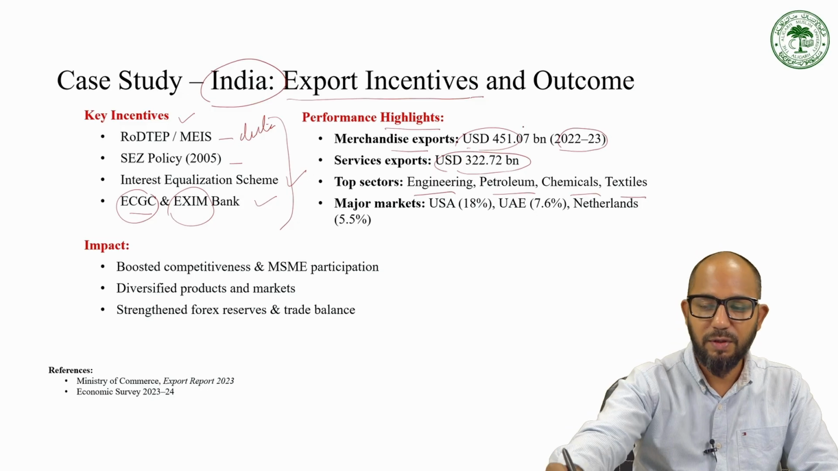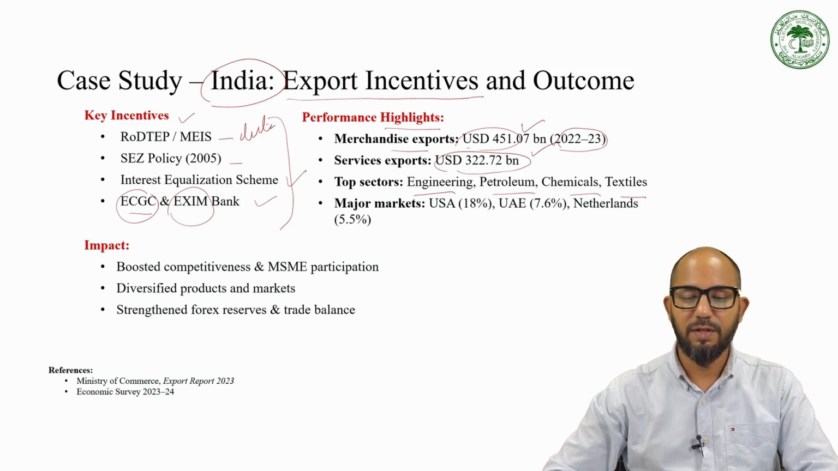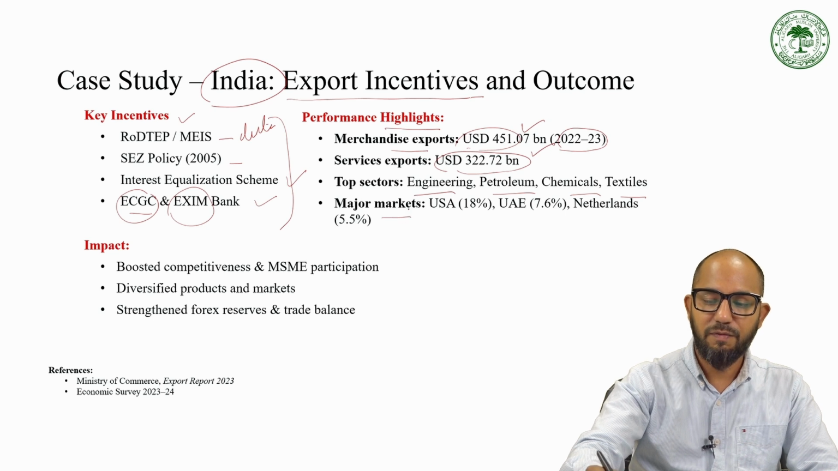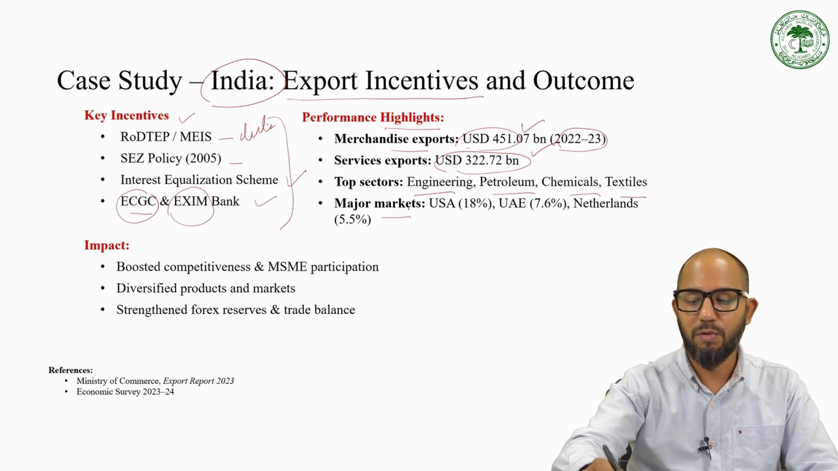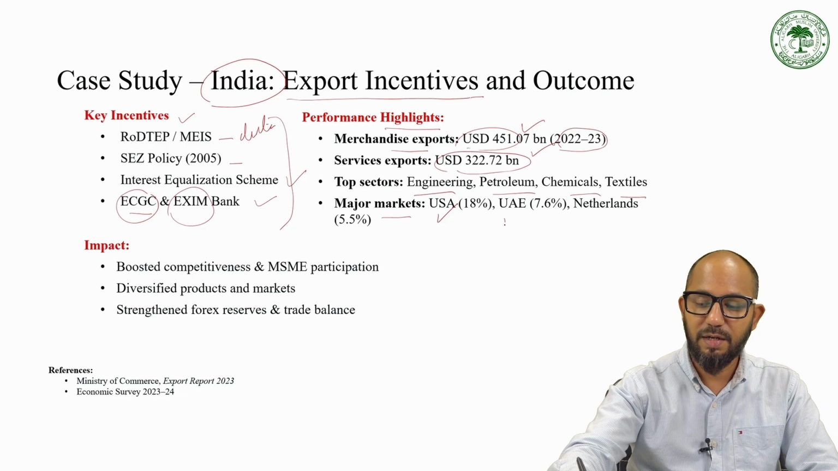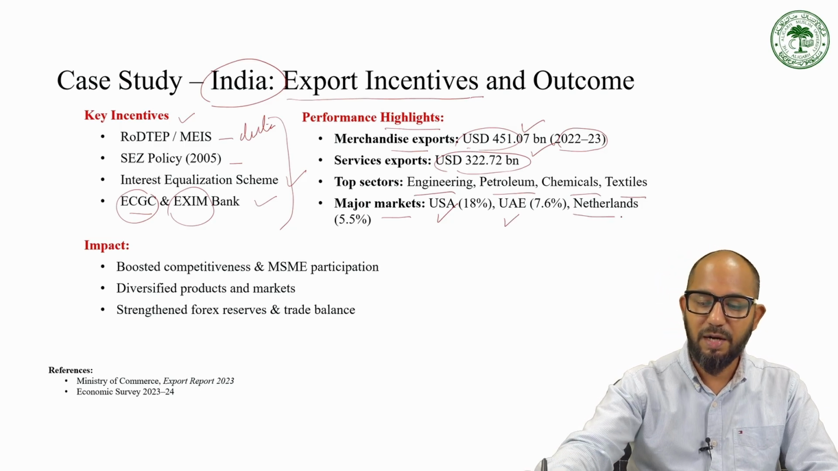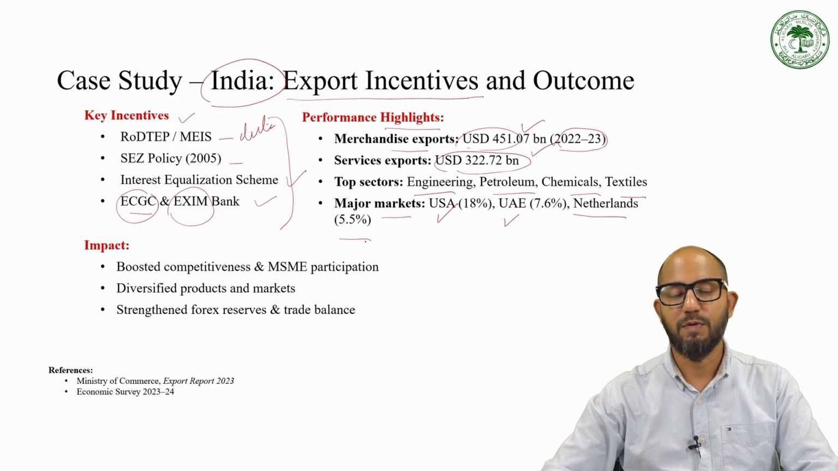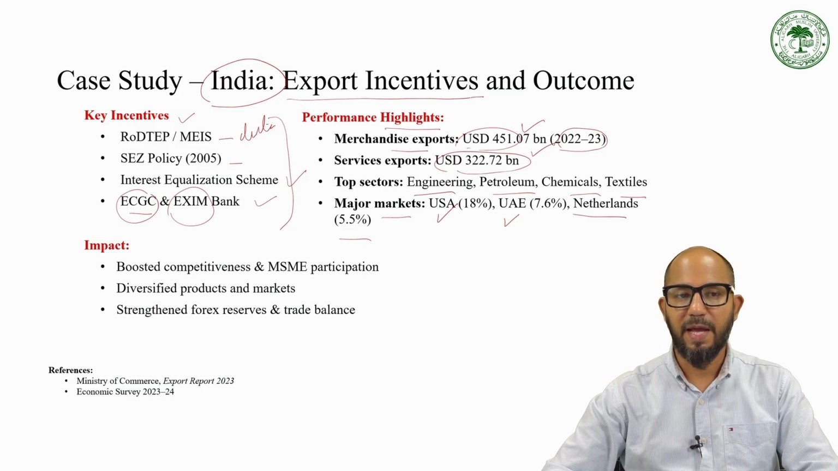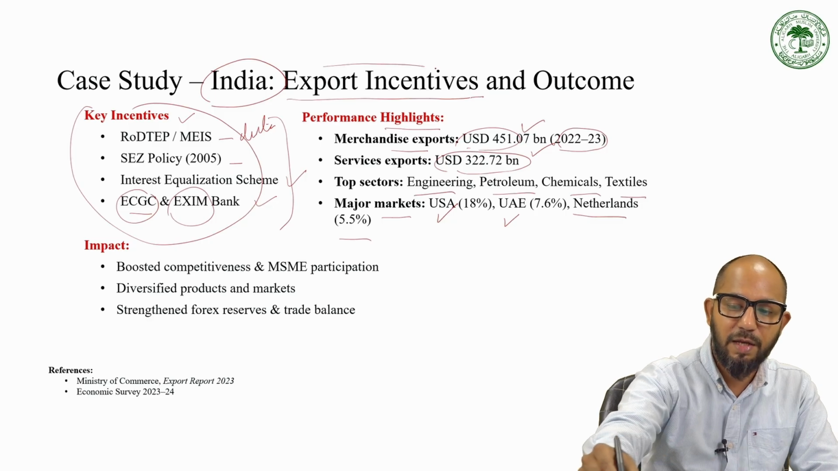And all these figures are very good figures for India if we see the last 10 years data. The major markets where India is exporting goods include United States of America, which is a developed country, so it is a good indicator that India is exporting goods to a developed country. United Arab Emirates, which is 7.6% exports. Netherlands is 5.5% exports.